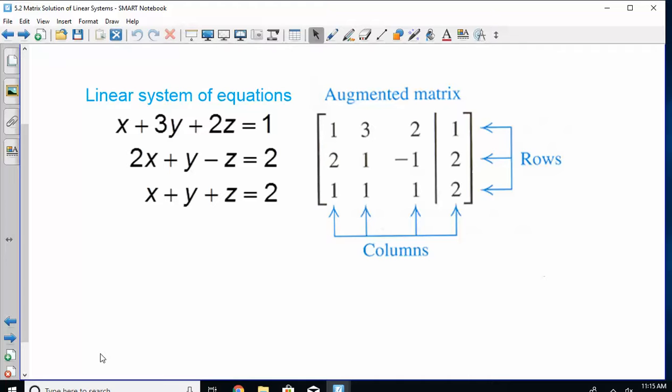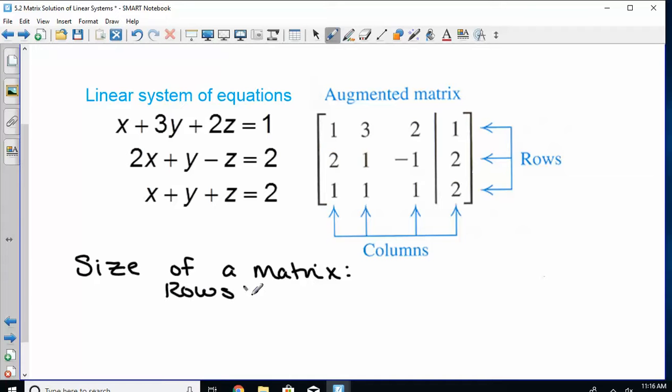In a matrix, we talk about rows and columns. When I ask you for the size of a matrix, your answer is rows by columns. I think R.C. Cola. Doesn't CMR still sell that? R.C. Cola? Rows, then columns. So what would be the size of this matrix? How many rows do we have? 3 by how many columns? So this is a 3 by 4 matrix.